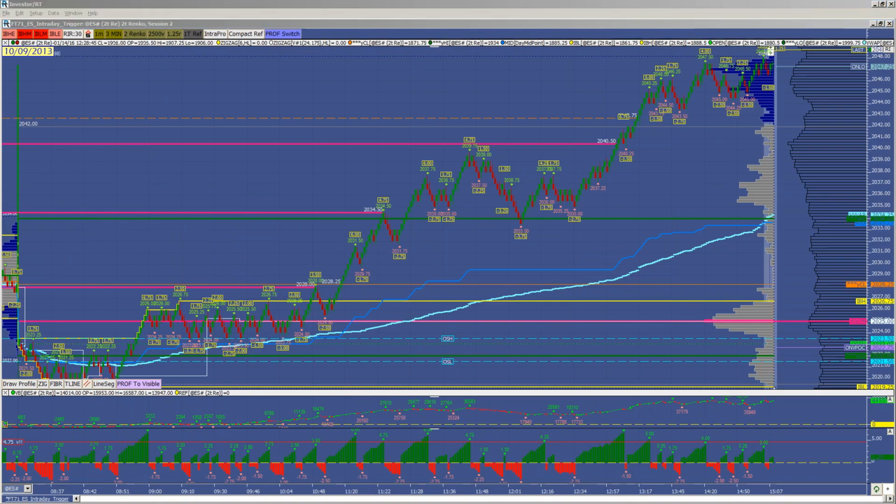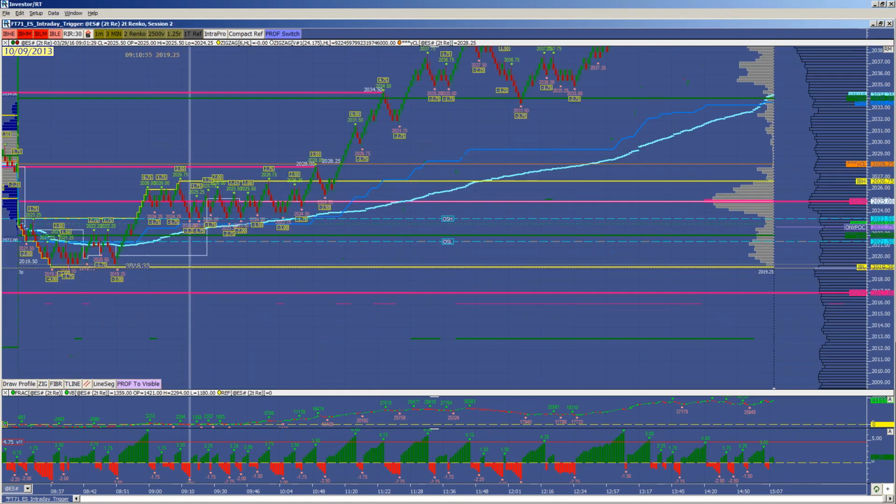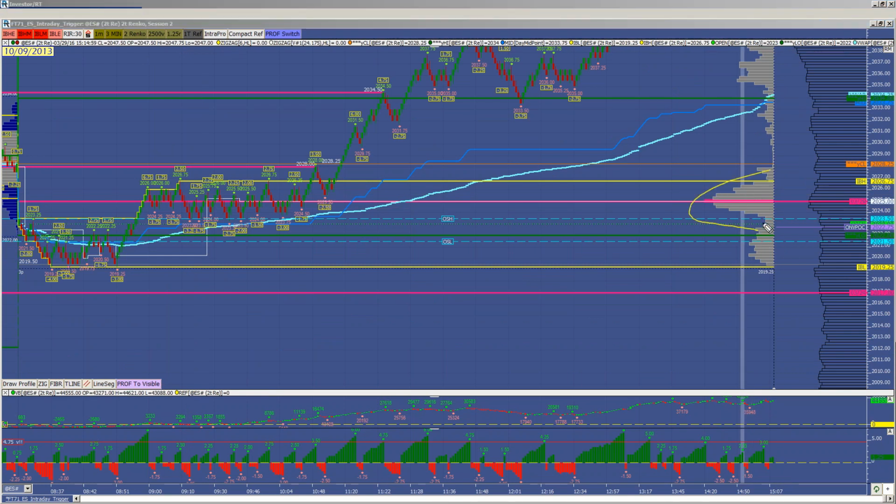Hang on one second. My trades are based on what is happening in the auction. So I'm paying attention to how this auction is taking place. How is this profile forming here? What kind of trading do we have? What kind of low do we have? And so on and so forth.